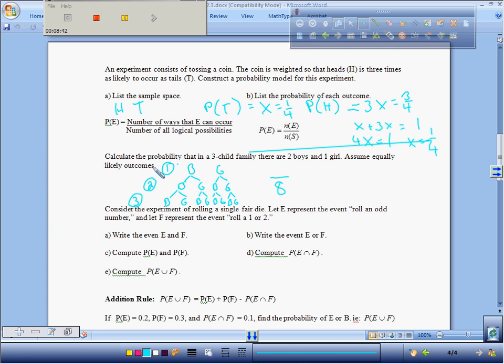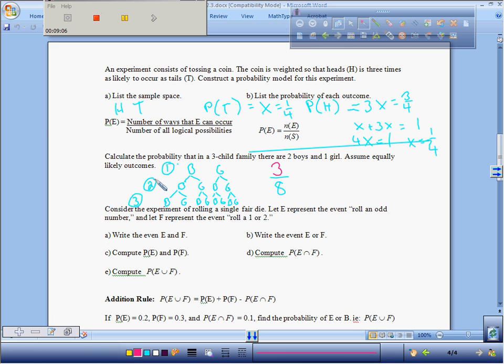Out of those 8, how many are 2 boys and 1 girl? 3, right? There's 1: boy, boy, girl. Here's another one, boy, girl, boy. There's another one, girl, boy, boy. So there's 3 out of 8, right?